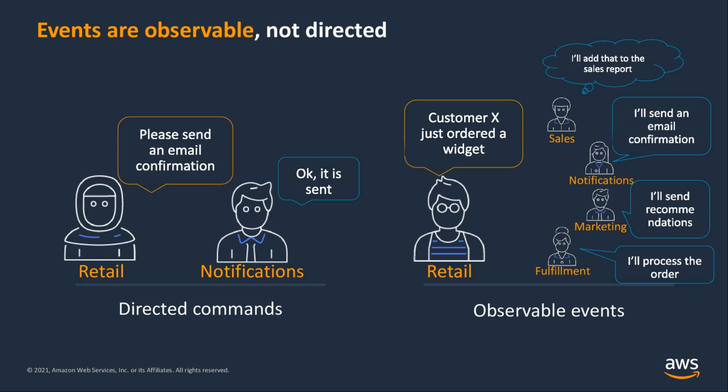Just a quick note on events. They're what we call observable, not directed. As you can see here, the retail domain sends an order created event. Then the microservices perform their own orchestrations to implement their business logic.